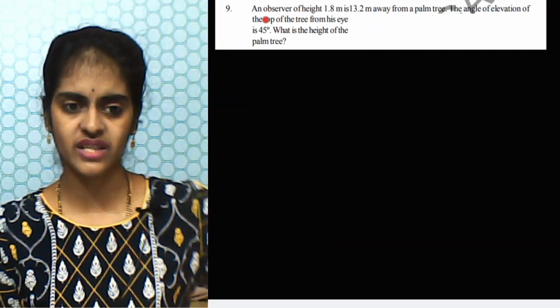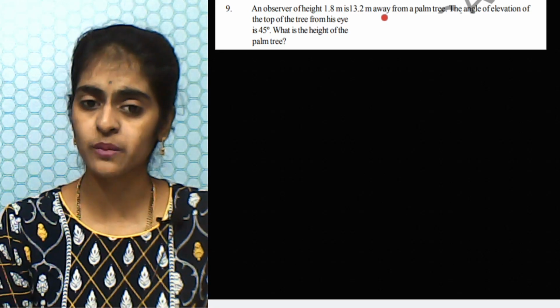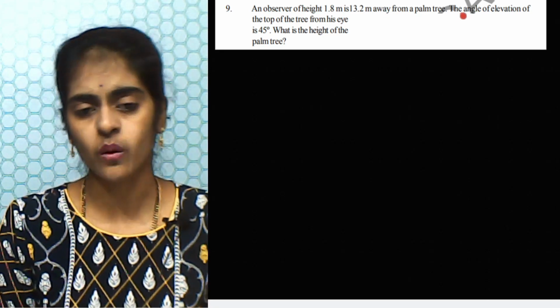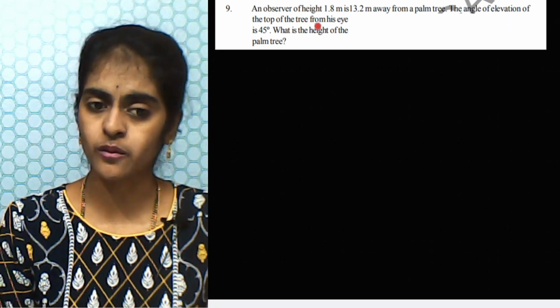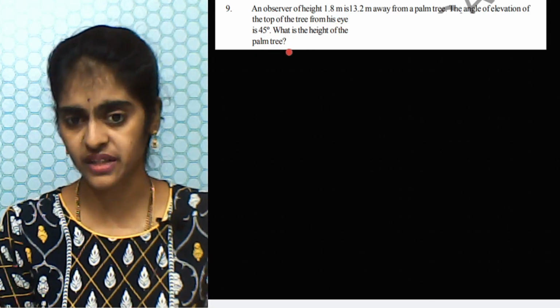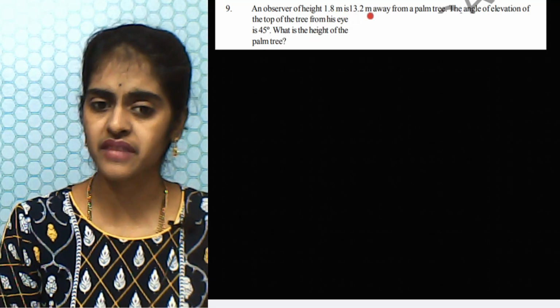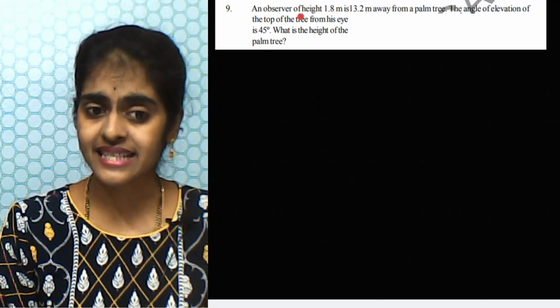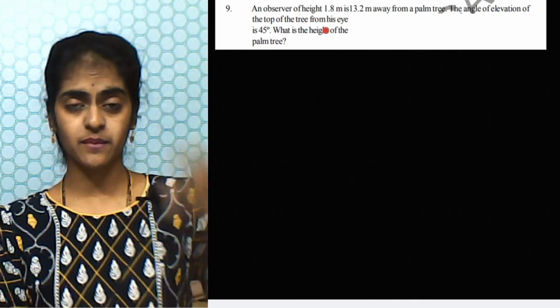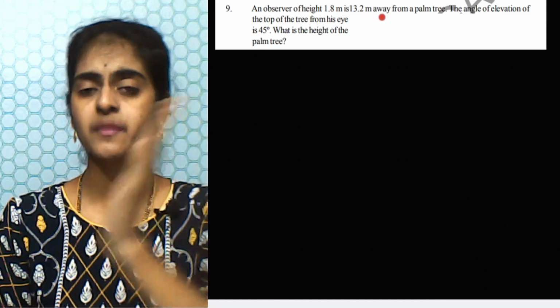In the ninth question, an observer of height 1.8 meter is 13.2 meter away from the palm tree. The angle of elevation of the top of the palm tree from his eye is 45 degrees. What is the height of the palm tree? The observer is of height 1.8 meter. He is 13.2 meter away from the palm tree.